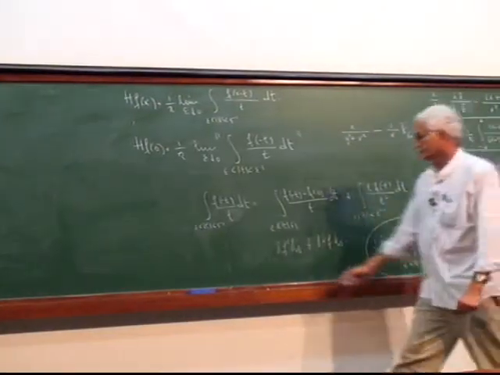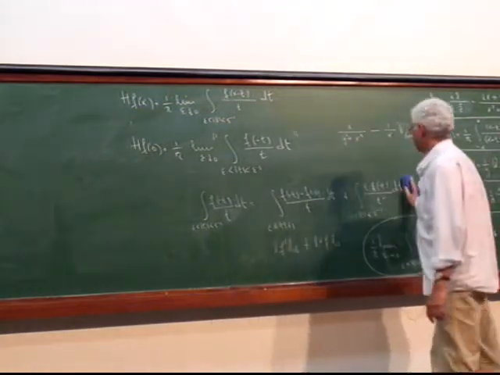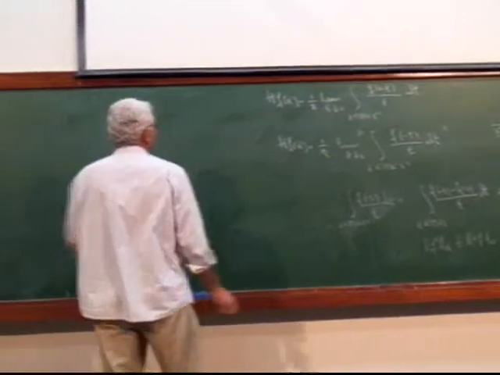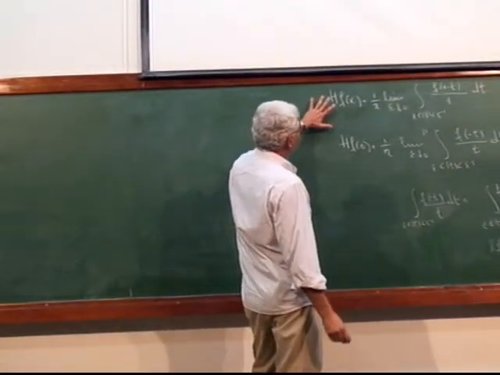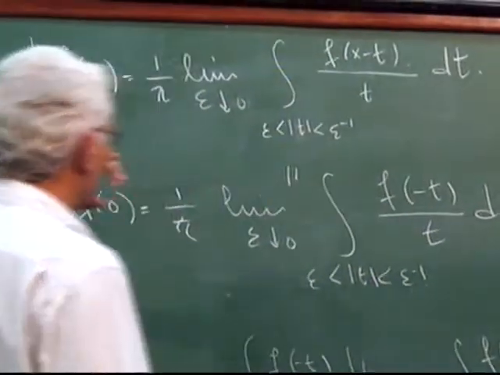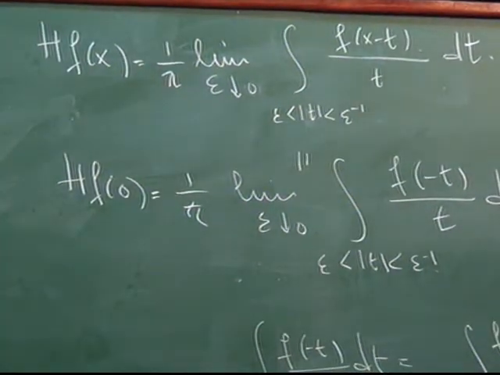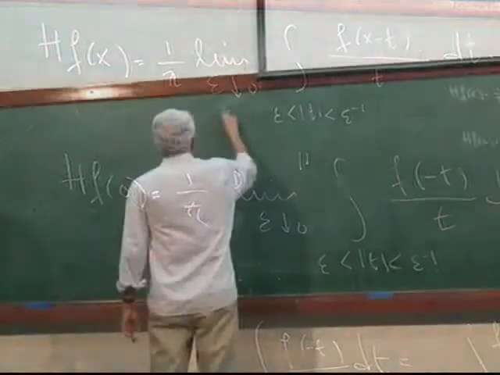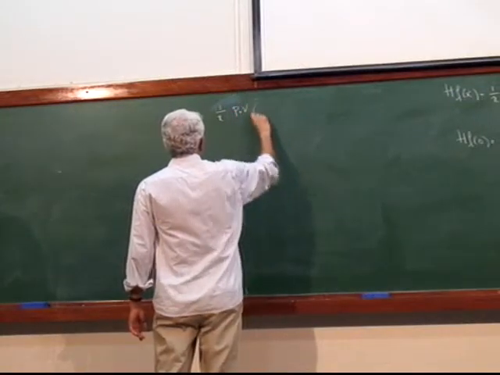Okay? But we need more properties of this. Let's see if we can define this in terms of the Fourier transform. For this, we want to define the Fourier transform of the principal value of 1 over x.